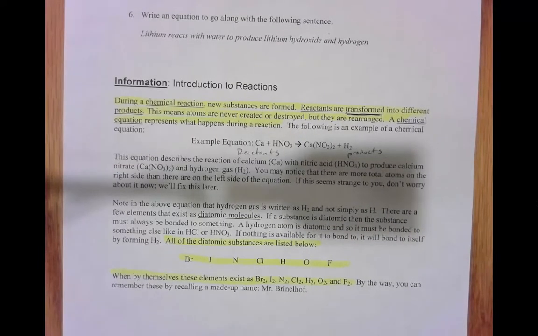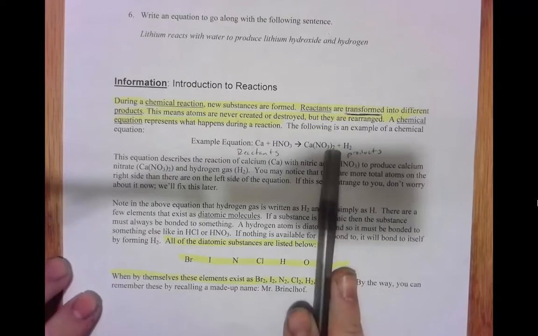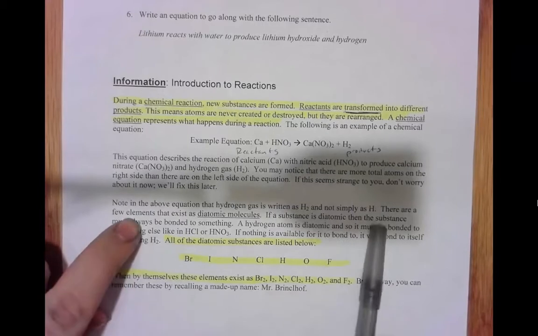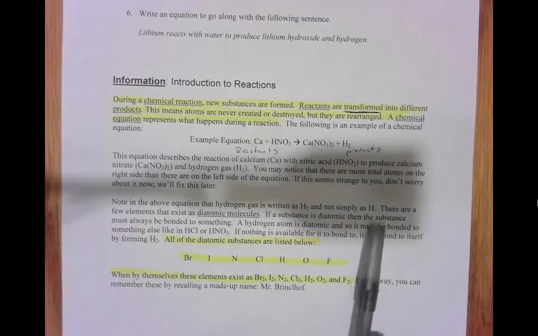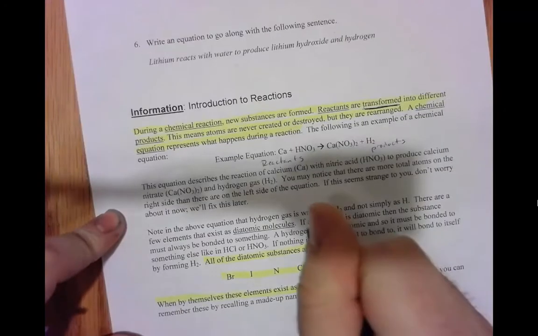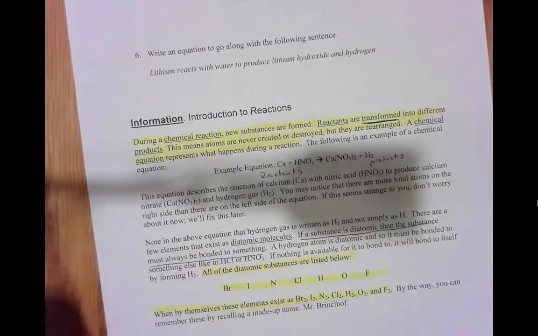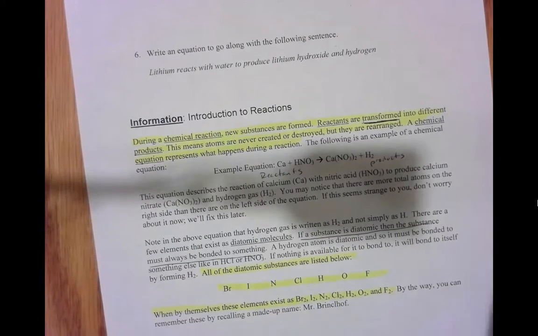So next, one other thing worth mentioning that you might think is weird is it's written H2 and not H. It's worth mentioning that there are some elements that exist as diatomic molecules. Being a diatomic molecule means that the substance must always be bonded to something. That just makes it much more stable when it's bonded to something else.